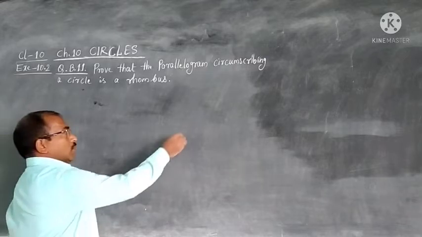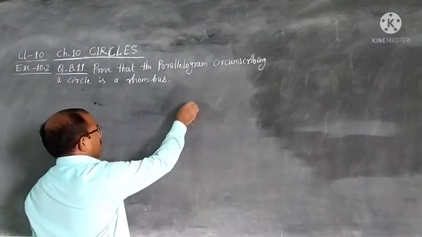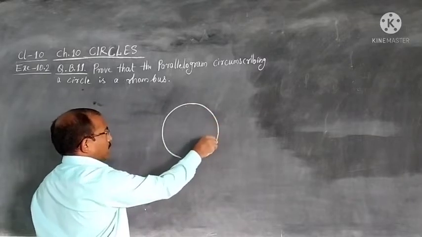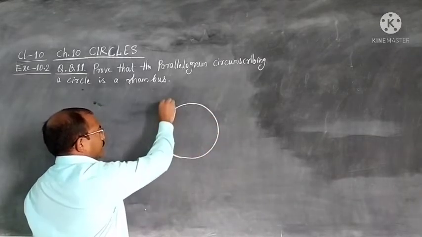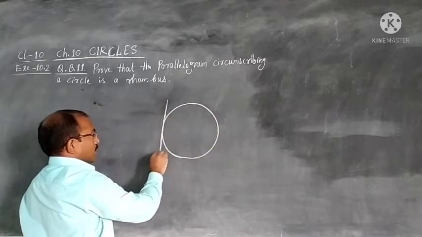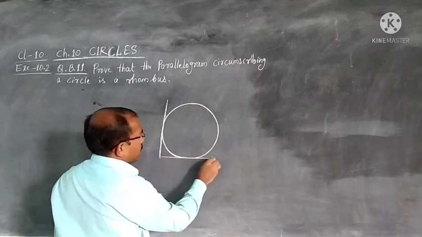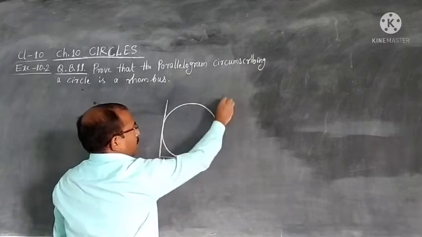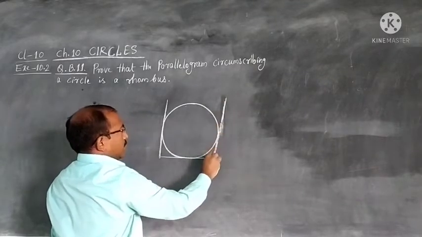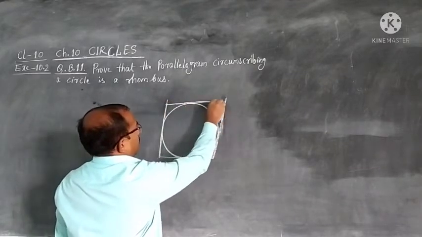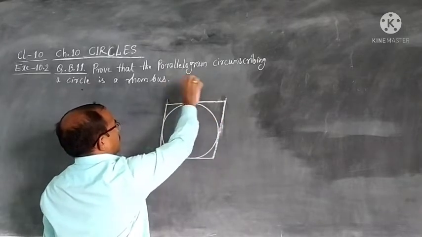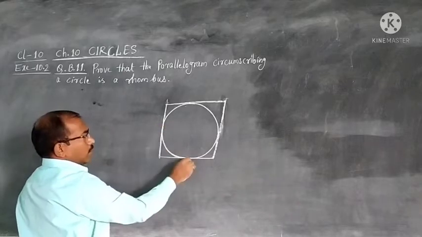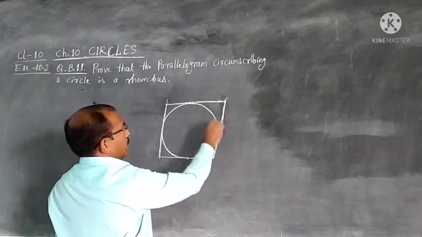So let us draw that diagram first. A parallelogram circumscribing a circle. So one side of the parallelogram, another side of the parallelogram. All four sides of the parallelogram are touching the circle. This is the meaning of a parallelogram circumscribing a circle.